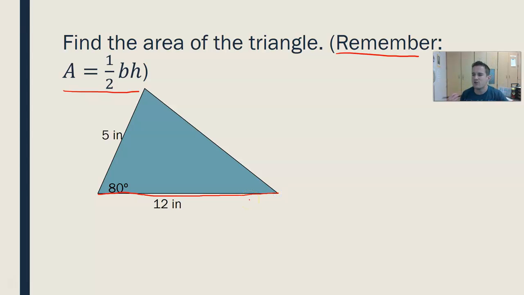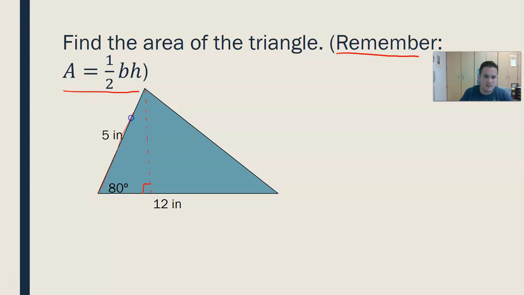Oh, well, shoot, but I don't know the height of the triangle. I know this slanted side, but I don't know the height. The height would be right here. Well, with what I know, I would need to find out what the height of this triangle is in order to be able to find the area. Conveniently, when I draw this line down, it's perpendicular to this bottom side, so I know that this is a 90-degree angle.